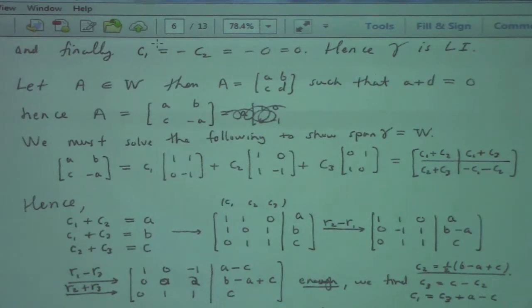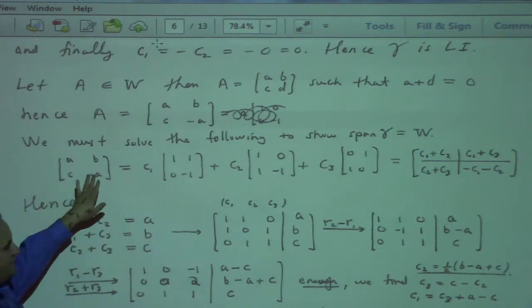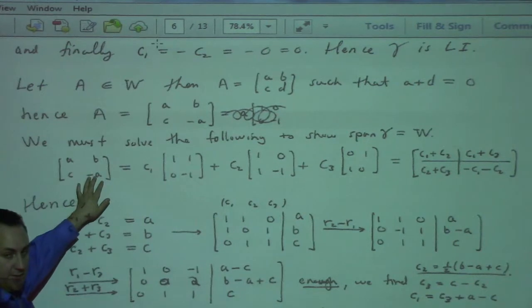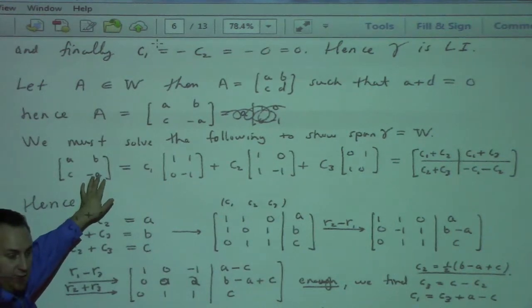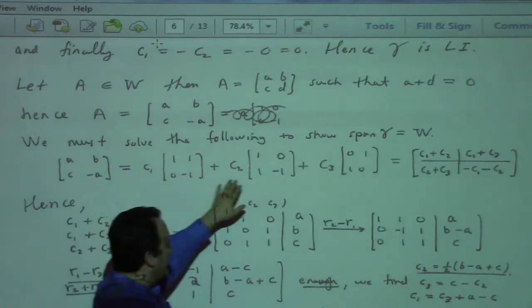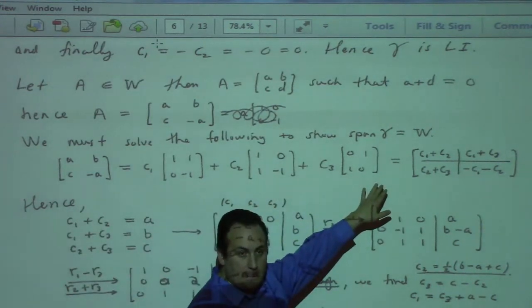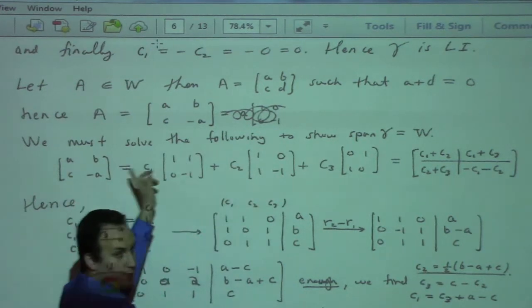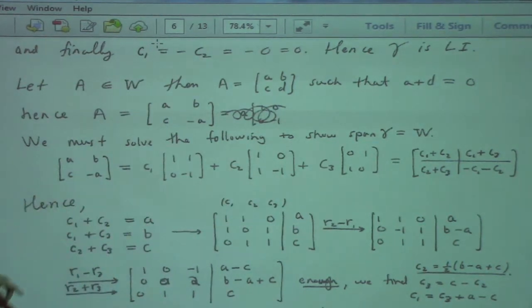Anyway, here's a generic point. You have to take a generic point in the subspace, and to show that gamma is a spanning set, I have to show that I can reach that generic point by a linear combination of the things in the basis, which means I have to solve these 4 equations: 1,1, 1,2, 2,1, 2,2. Of course, the 1,1 and the 2,2 are degenerate. They're the same equation.